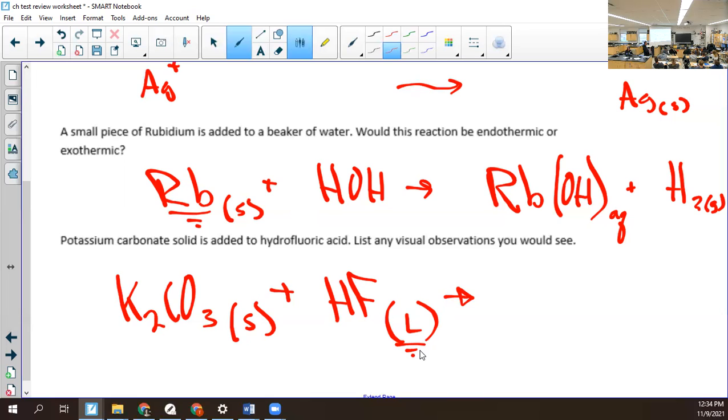It's not a strong acid. Not a strong acid. So I got a question. What will be the spectator ion? There will not be one. If you don't have an aqueous on the reactant side, even if everything on the right side is aqueous, you still wouldn't have a spectator because it has to be aqueous on both sides of the arrow.